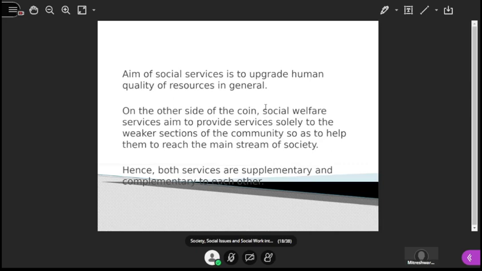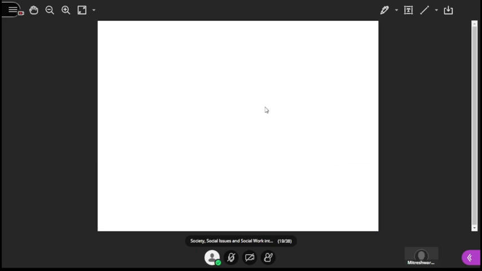The aim of social services is to upgrade the human quality of resources in general. On the other side of the coin, social welfare services aim to provide services solely to the weaker section of the population. Okay. Hence, both services are supplementary and complementary to each other.